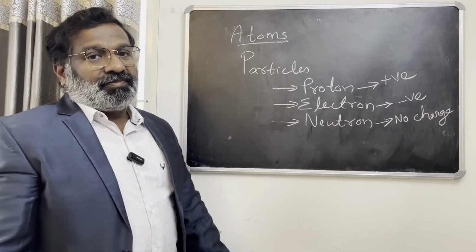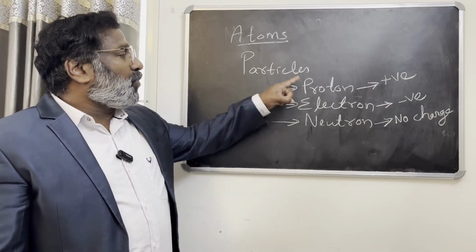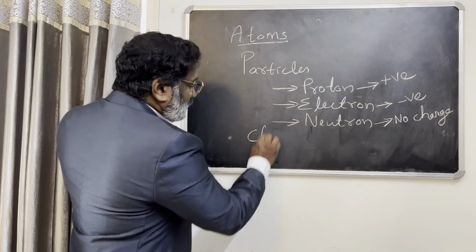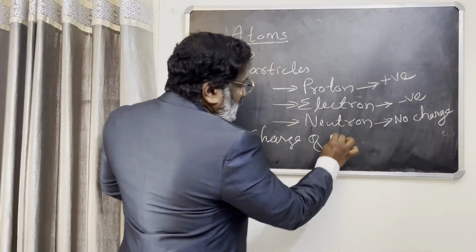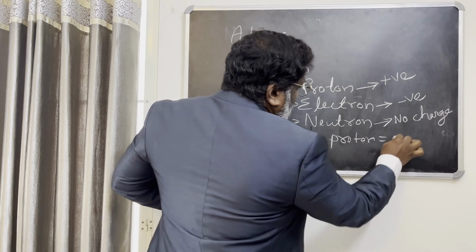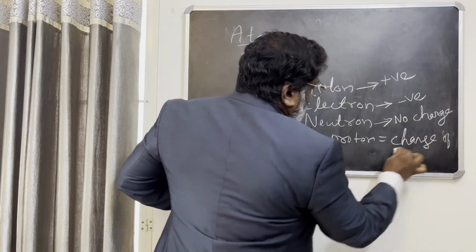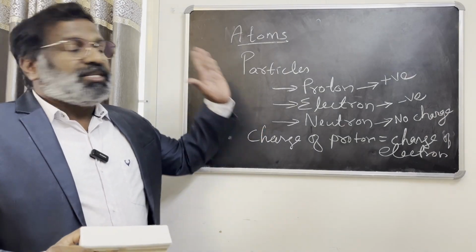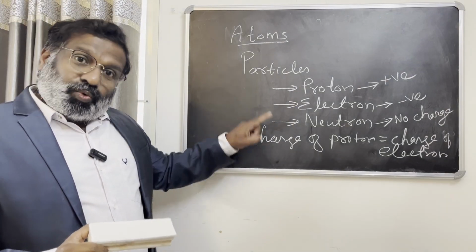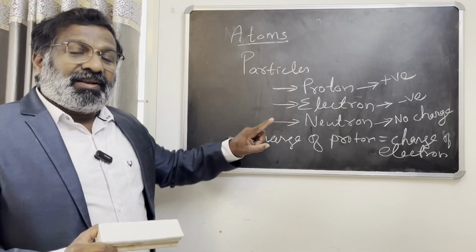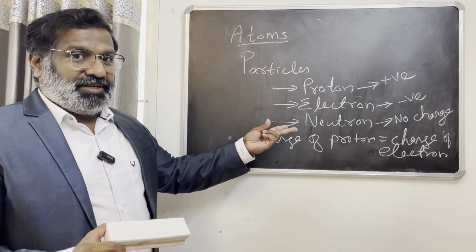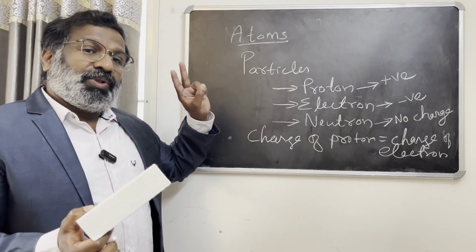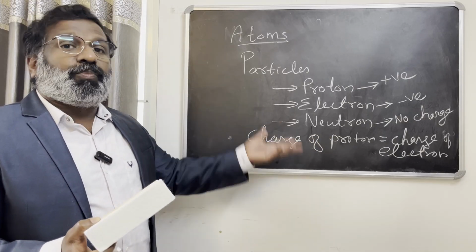The charge of proton and charge of electron are equal. The charge of proton is the same as the charge of electron. So what is the difference? They are equal but opposite. Proton is positively charged, electrons are negatively charged. So they are equal but opposite in charge.